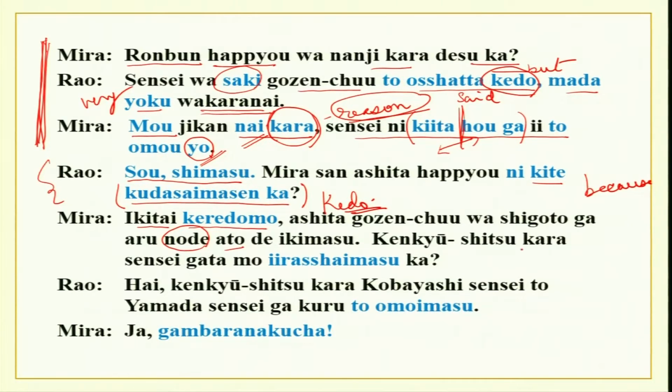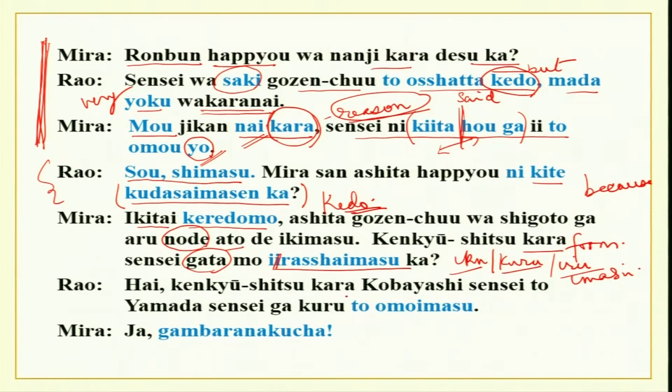Ato is later. Kenkyuushitsu kara sensei gata mo irasshaimasu ka? Kara is from over here. From kenkyuushitsu, sensei gata or kata as you did in the beginning. Ishida-san to iu kata. Mo irasshaimasu ka? Irasshaimasu is polite for iku, kuru and iru. Iku is go, kuru is come and iru is to be. Imasu. So, for all three, irasshaimasu is polite.